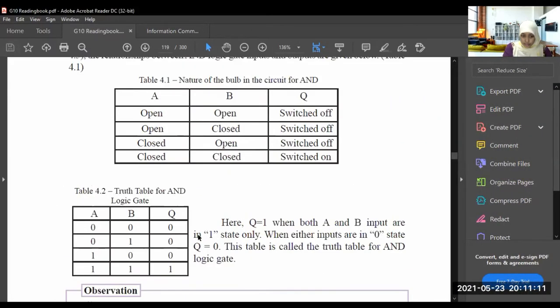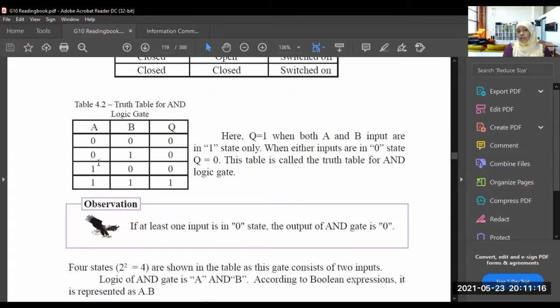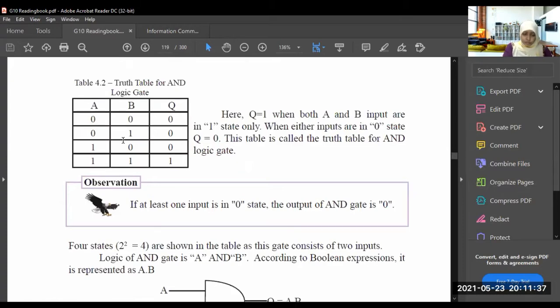Let's consider this table, okay? Not this table, this table. So this is called the truth table. Here in this subject, you are going to learn Boolean logic gates along with the truth table: how to draw a truth table based on the logic gates and how to draw a logic gate based on the truth table. So this is a truth table. A is a switch, B is a switch, Q is the bulb, right? So A, B are the inputs, Q is the output.